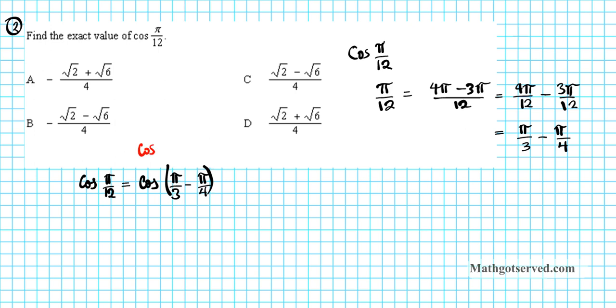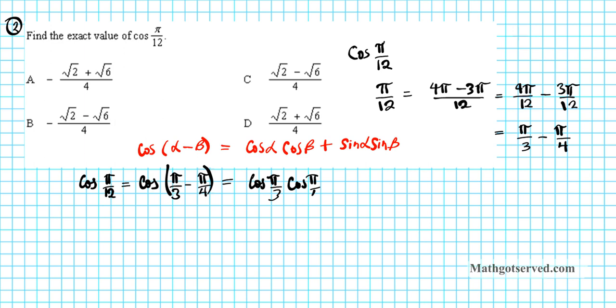So cosine of alpha minus beta, if you remember what it is, it's cosine alpha cosine beta plus sine alpha sine beta. So for the cosine difference identities, the trig pairs are the same, cosine and sine, and the sign is opposite. All right. So if I apply that here, I'm going to have cosine pi over 3 cosine pi over 4 plus sine pi over 3 sine pi over 4.